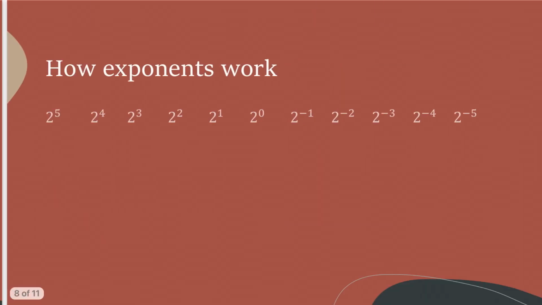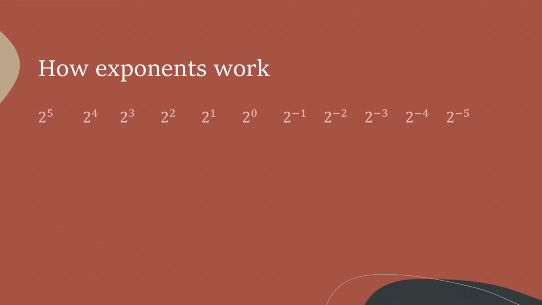So let's start with 2 to the 5th. That's 2 times itself 5 times, which comes out to be 32. 2 to the 4th is 16. 2 to the 3rd is 8. 2 squared is 4. Let's pause here and look as we go downwards.